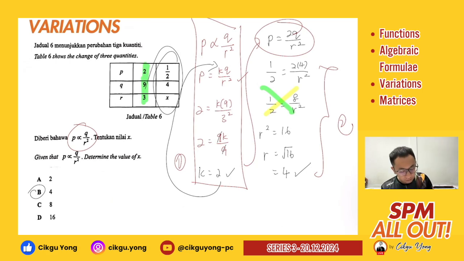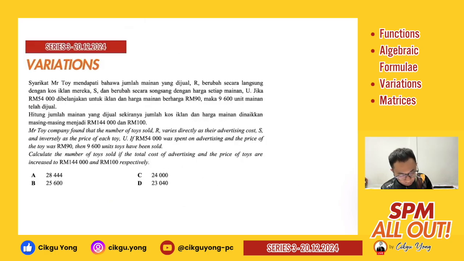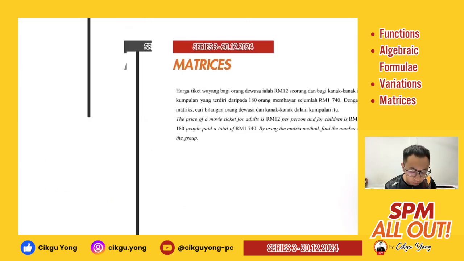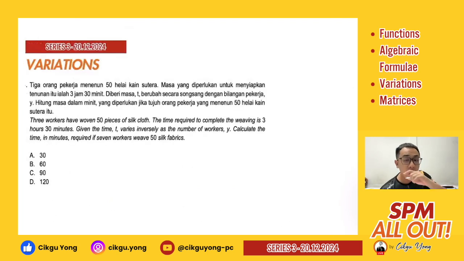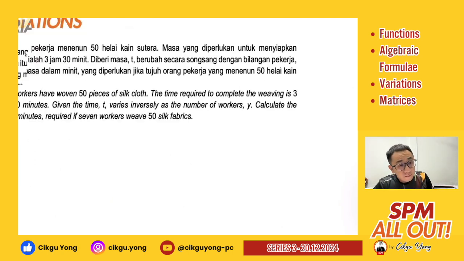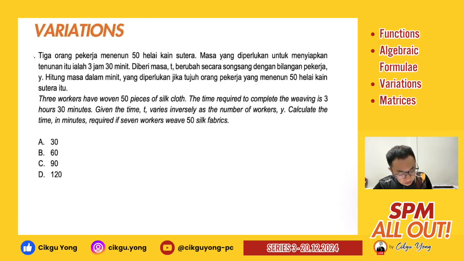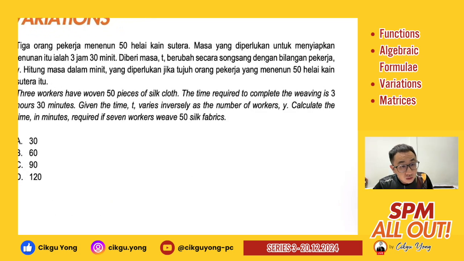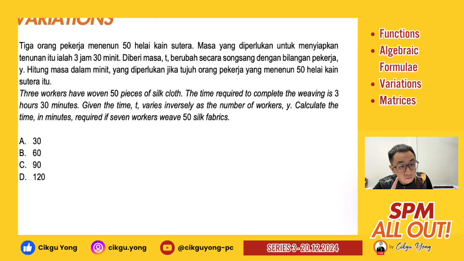Okay, so from here, I think we have 3 more. We have 3 more variation questions where these are all about your problem solving. Right? So problem solving, don't be afraid. Again, don't be afraid of all the long sentences. Just find the keywords, then it's going to be fine. Okay? So let's look at this question and we can solve it together. So 3 workers have woven 50 pieces of silk cloth. The time required to complete the weaving, and so on. Okay, these are all the general information given to you.